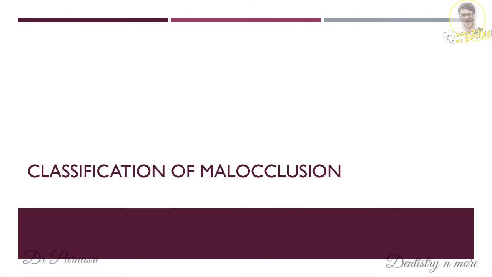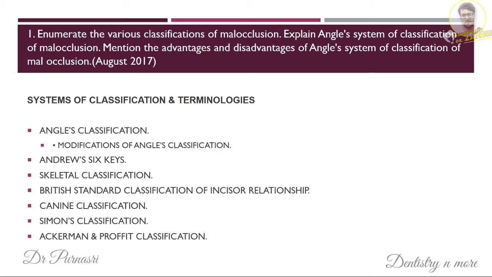With that we finish that topic, and now we move on to classification of malocclusion. The first question is, enumerate the various classifications of malocclusion. Explain Angle system of classification of malocclusion. Mention the advantages and disadvantages of Angle system of classification. So there are three parts to this question. First is to list out the classifications of malocclusion. Second part is to explain the Angle system. Third is advantages and disadvantages of Angle's classification.